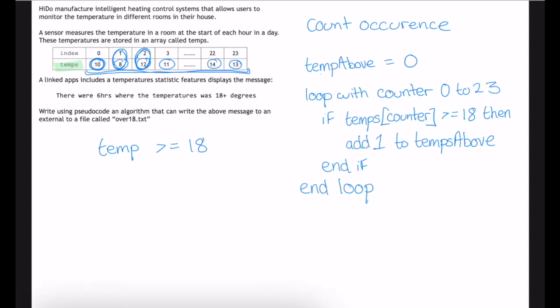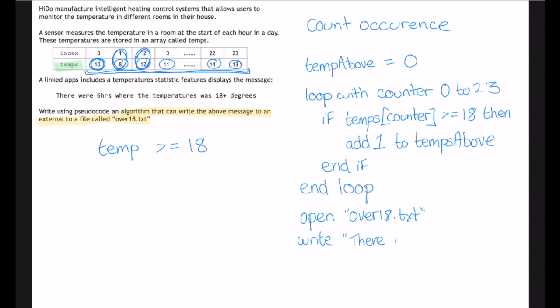However, it does not in this case answer the question, because we need to design an algorithm that can write the above message to an external file called over18.txt. So we need to do some file handling in this question. The first step is we need to open the file. Open over18.txt. And then we're going to write our message to the file.